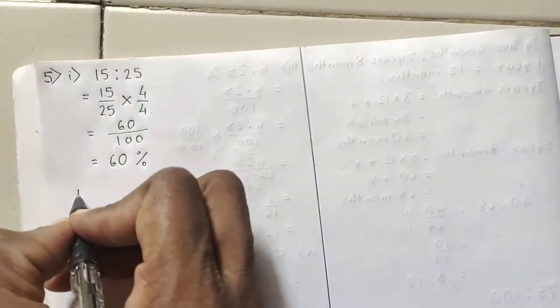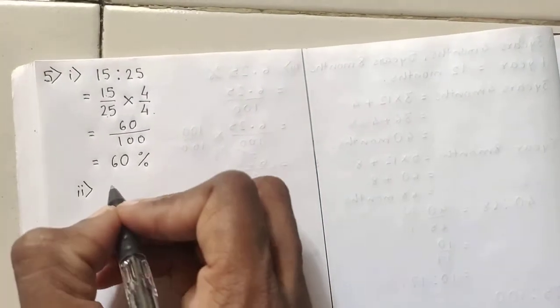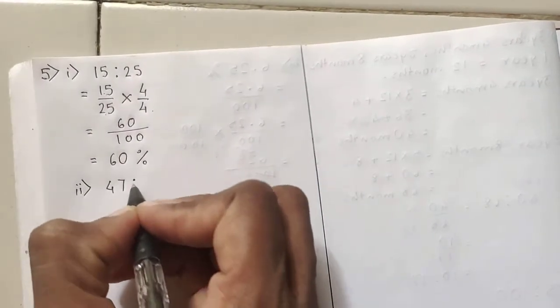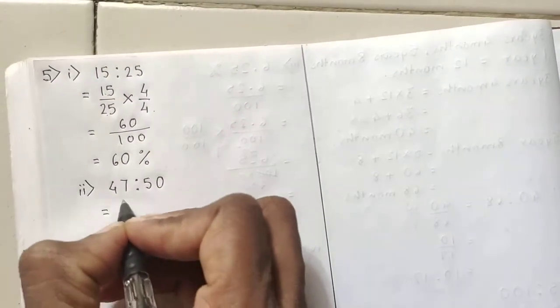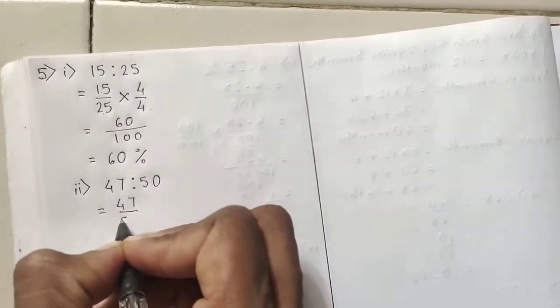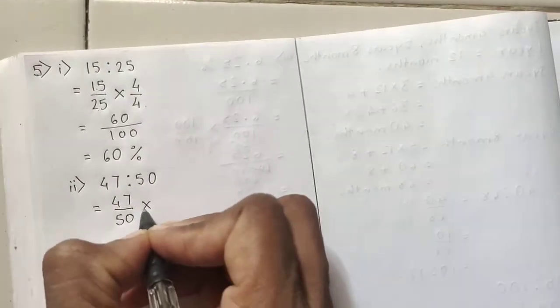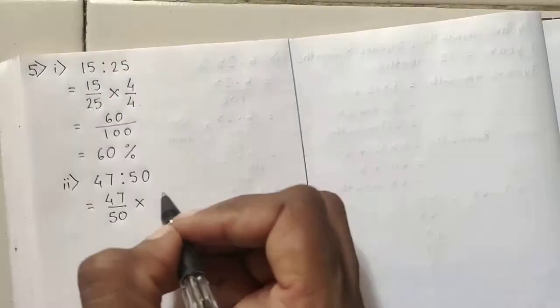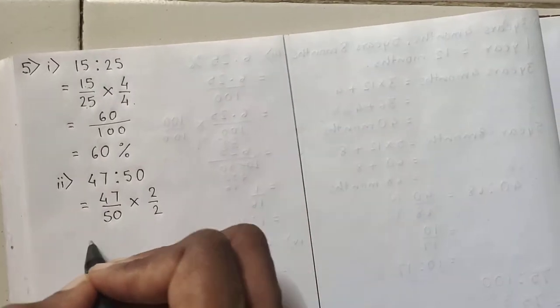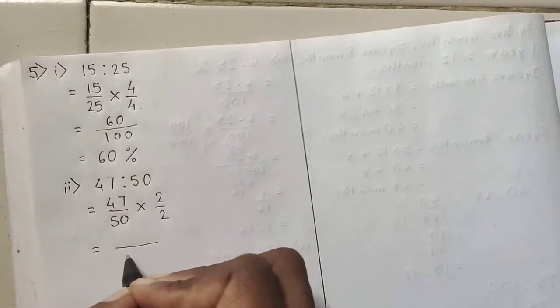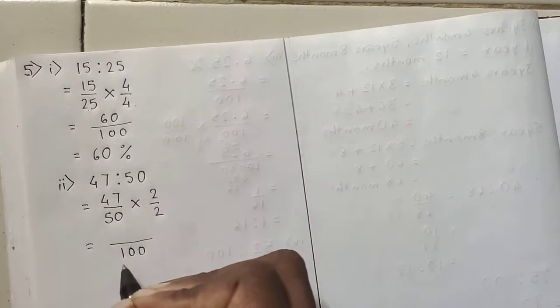Okay, now let us see the second one. Your second question is 47 is to 50. This can be written as 47 upon 50. Now again you want to make it 100. So multiply and divide by 2, because 50 twos are 100. So in the denominator you are having 100.